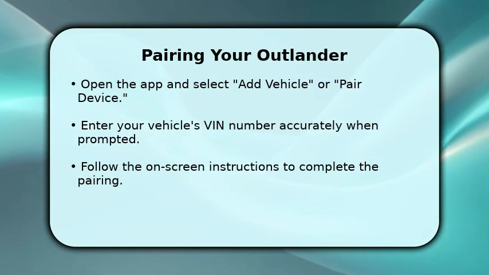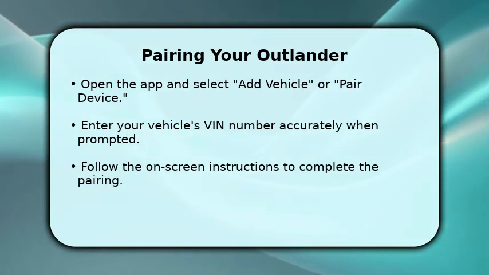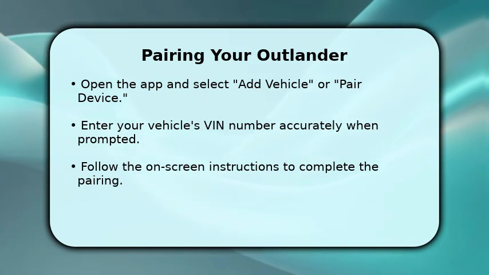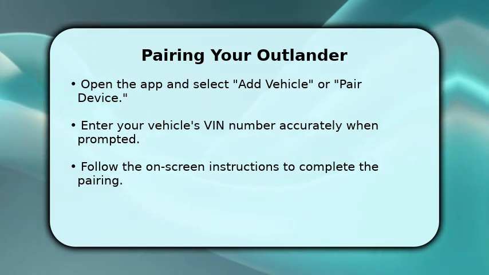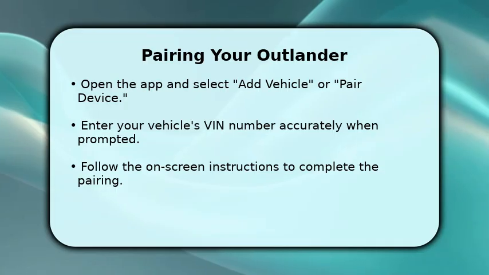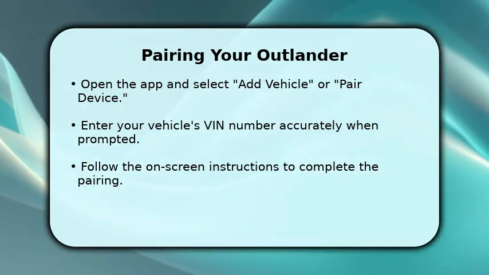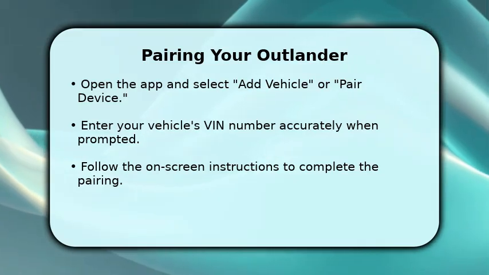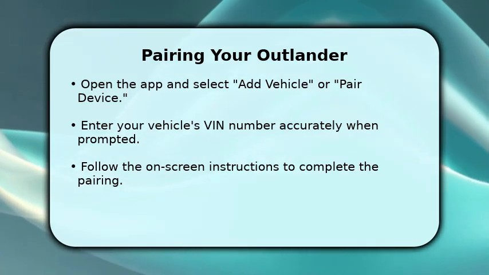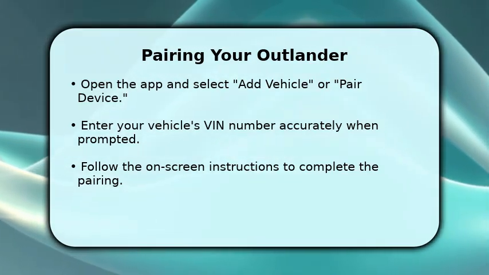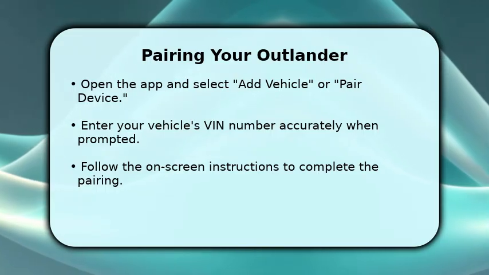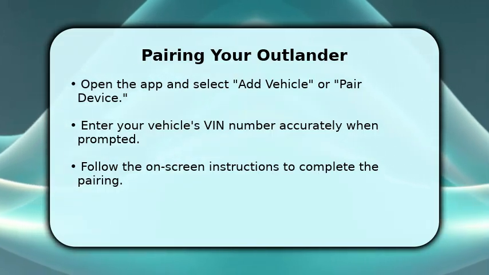Once the app is installed, open it and look for the Add Vehicle or Pair Device option. You will then be prompted to enter your vehicle's VIN number. Ensure it is typed correctly. The app will guide you through a few simple steps on your phone and possibly your car's screen to finalize the pairing. This step links your specific Outlander to your personal app account.